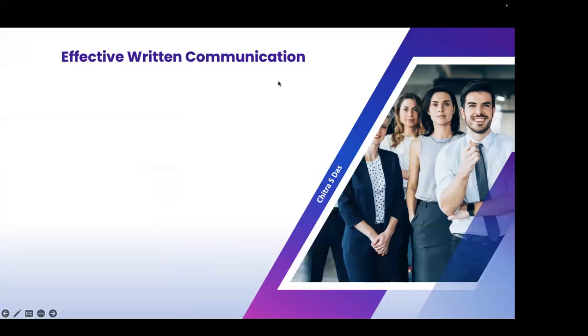Next is effective written communication. It's very important. How we come across as a person through written communication matters for building relationships, getting business deals done, and getting promotions or increments. Most of the time, if you're working in a corporate or IT company, a lot of communication is written communication.